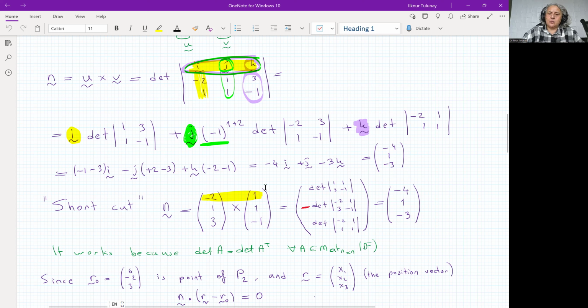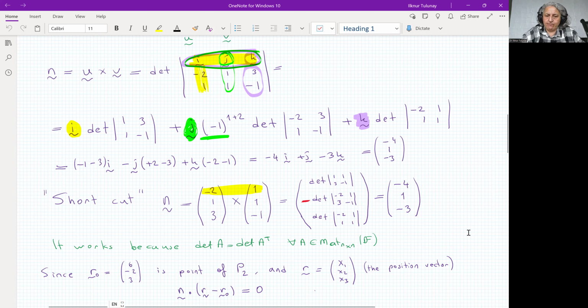Why does it work? It works because the determinant of a matrix is equal to the determinant of the transpose. What we are doing here, we are taking the transpose of this matrix. The transpose of this matrix is this matrix. So this determinant is exactly that determinant. It works because the determinant of any square matrix is equal to the determinant of the transpose of that matrix. That's a property of it.